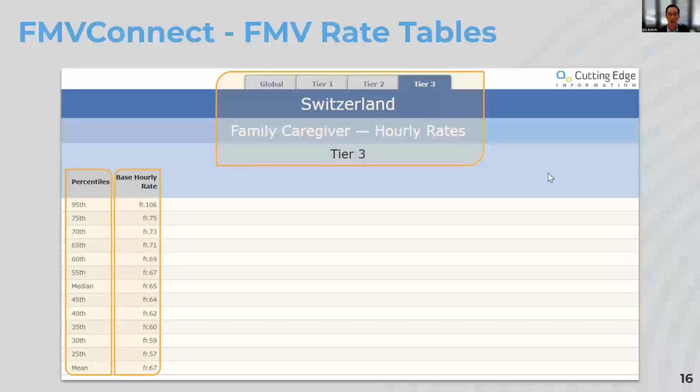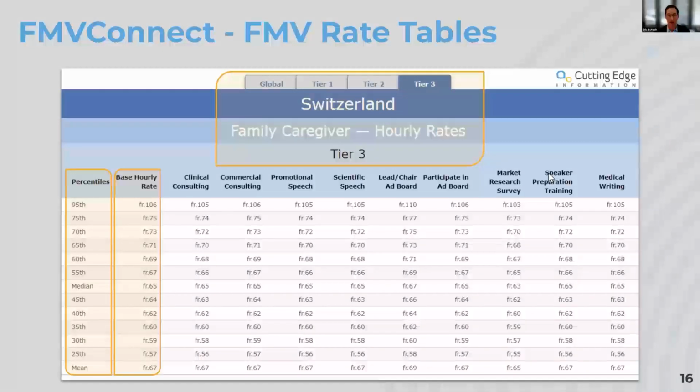Now, we do publish a great deal of other data. I'll call these up here on the screen. You don't have to worry about all this information. These are rates for a number of different types of activities that a caregiver might engage in. But the point is, we're collecting and producing a lot of data around hourly remuneration.